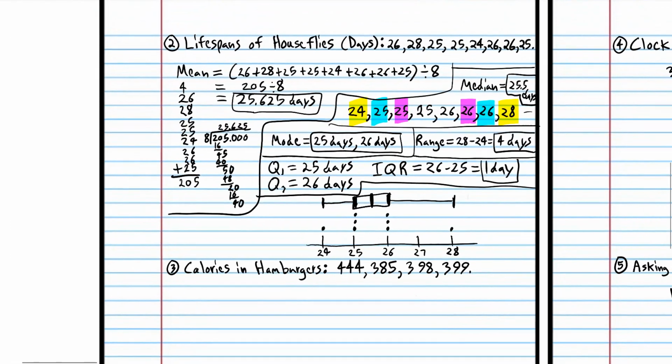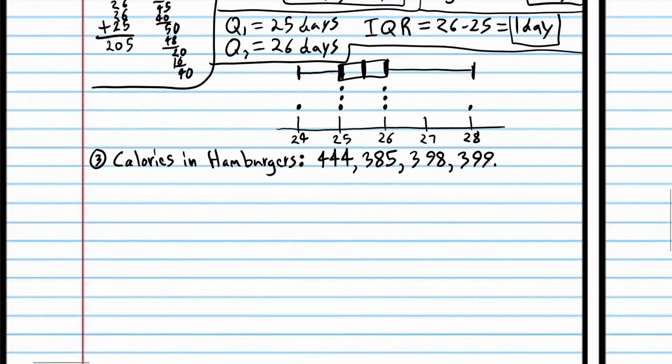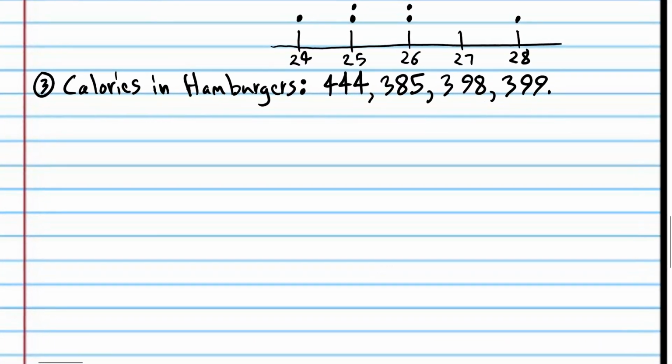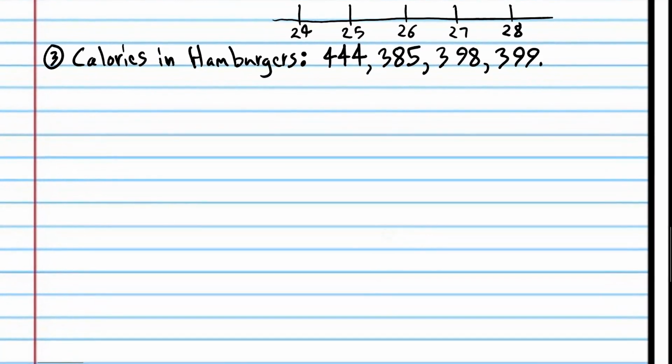All right, so now let's go to the next problem. Calories and hamburgers. So a calorie is just a measure of the energy that you're consuming when you eat a hamburger. So now we have 4 numbers. Go ahead and find the mean, and when you come back, we'll do it together.